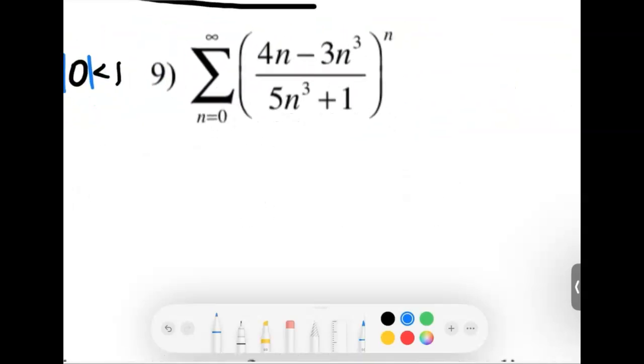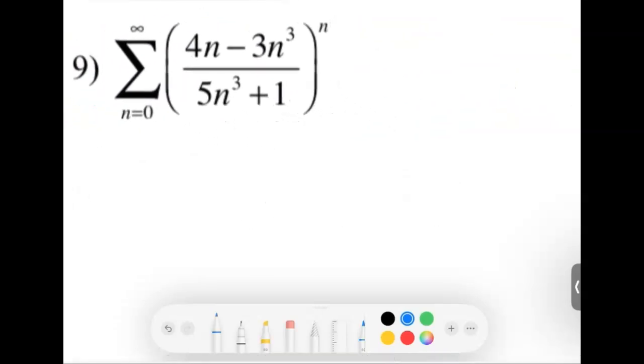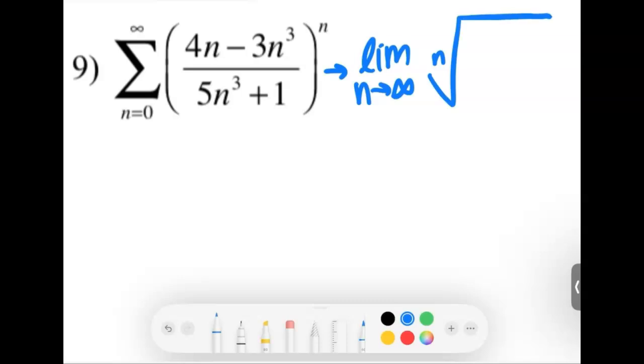Okay, let's see this with the next one. Again, this looks like a really tricky thing. There's a lot going on. It's not just geometric because it's not a constant in the parentheses. What we can do is we can do the nth root, let's do the limit as n approaches infinity. And it's the nth root of our series, 4n minus 3n cubed over 5n cubed plus 1 all to the power of n.